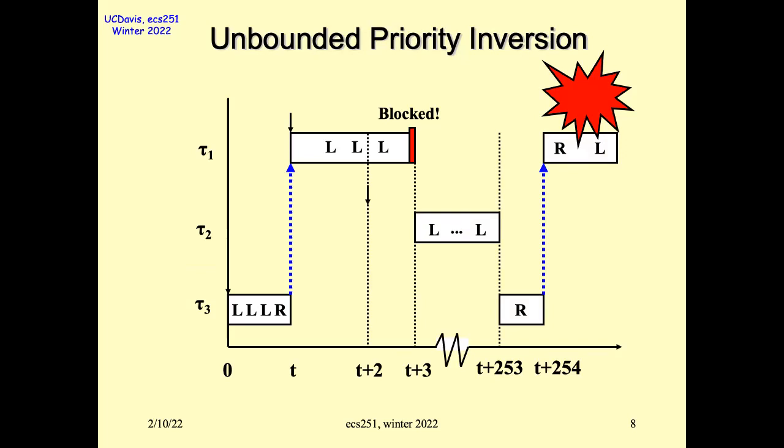So essentially, this is a very important picture, because now thread number 1 gets indirectly blocked by thread number 2, which has a lower priority. So that's called priority inversion.